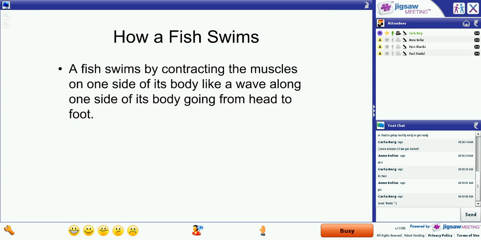Now we said they need to move, but how on earth do they move? Well, a fish swims by contracting muscles on one side of its body, like a wave, along one side of its body going from head to foot. And then it does the same thing on the other side. So all of the muscles on the right side of the fish work together, and all of the muscles on the left side of the fish work together. If you have ever caught a fish and filleted a fish, you know that the muscular part of the body is on either side. And its organs, its skeleton is all straight up and down the middle.